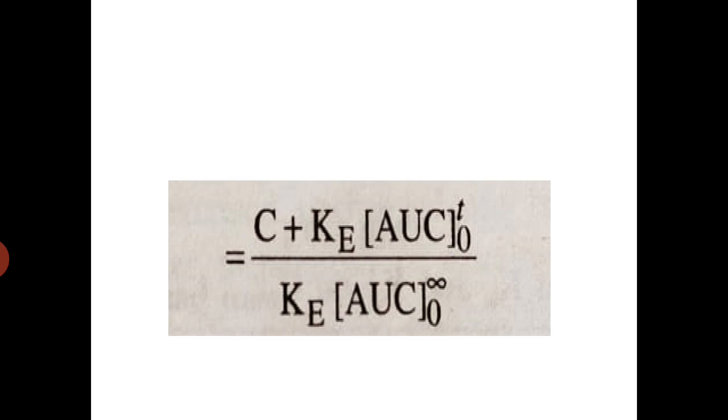Now the next is the fraction of drug unabsorbed. So listen, fraction of drug unabsorbed means what? XA by XA infinity gives the fraction of drug absorbed. Fraction of drug unabsorbed means where the drug might be present. The drug might be present in the stomach, because if it is an oral administration, the drug is absorbing from the stomach into the systemic circulation. So the drug that reached the systemic circulation is known as XA by XA infinity. What is the fraction of drug unabsorbed? The unabsorbed drug is present in the stomach, ready for absorption.